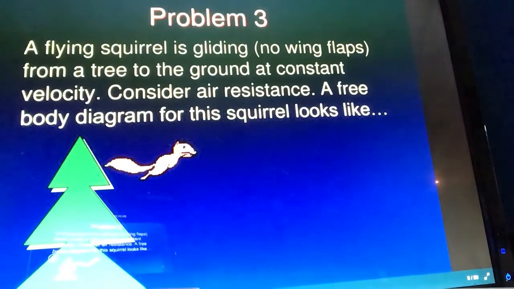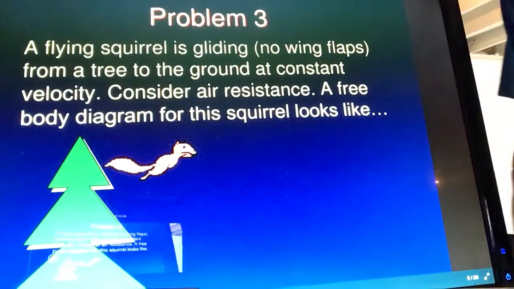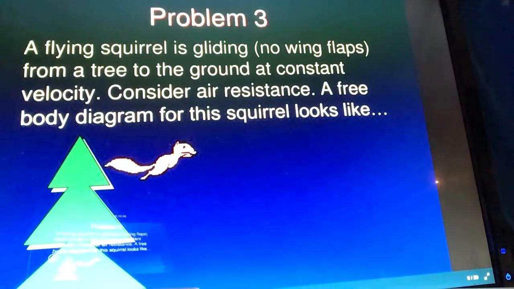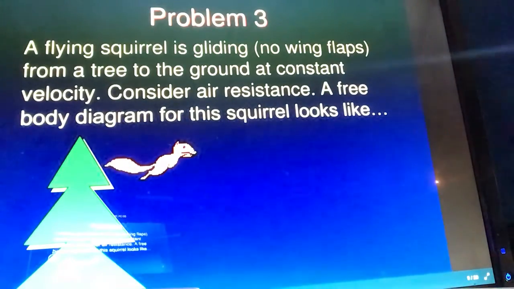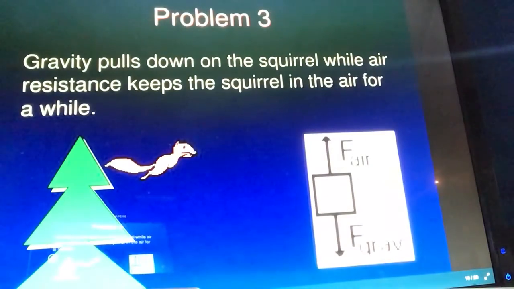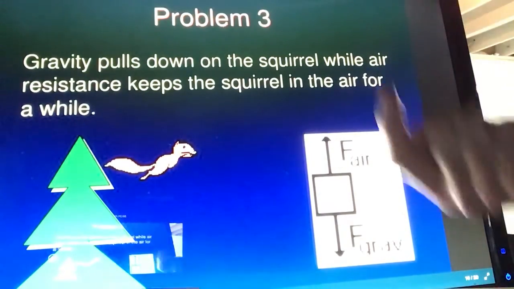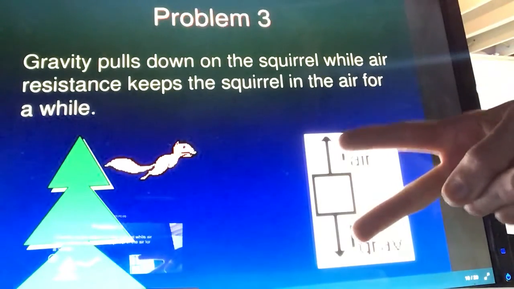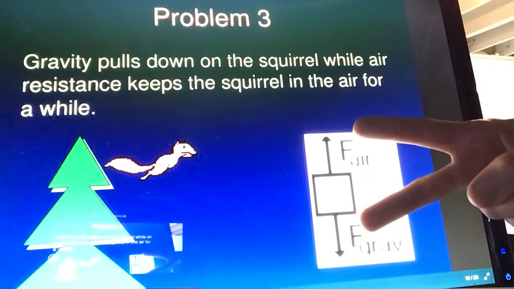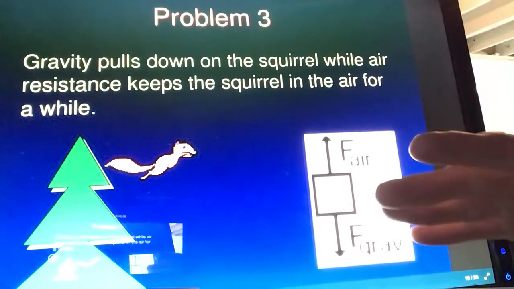A flying squirrel is gliding, no wing flaps, from a tree to the ground at a constant velocity. Consider air resistance. Now we're including air resistance, and we're assuming he's going straight down. He's just floating down, considering air resistance. A free body diagram for this squirrel. So instead of drawing the squirrel and the tree and everything, we just draw a square. Air resistance pushing up, gravity pulling him down. Since these two are equal, this is saying that he's moving at a constant velocity.